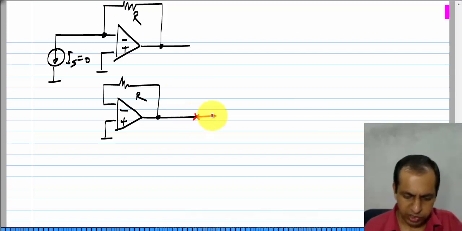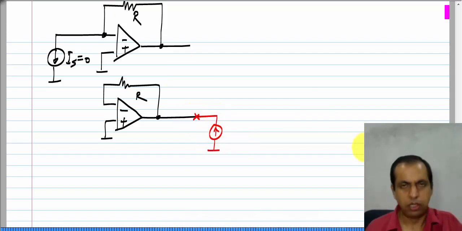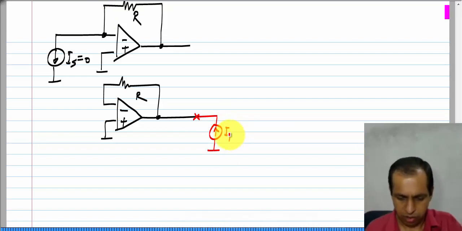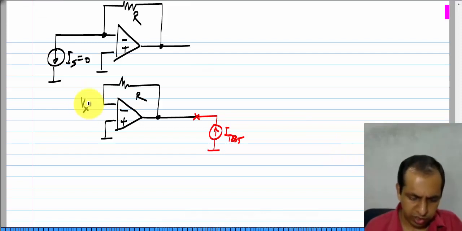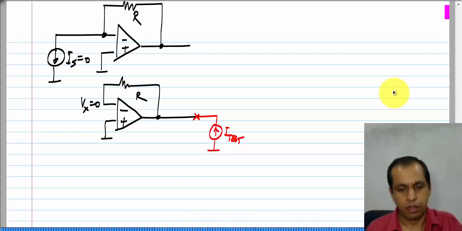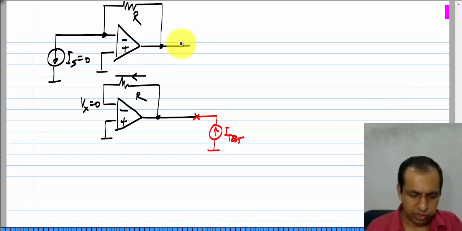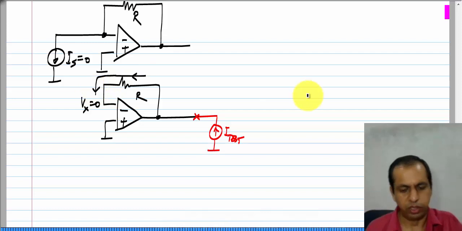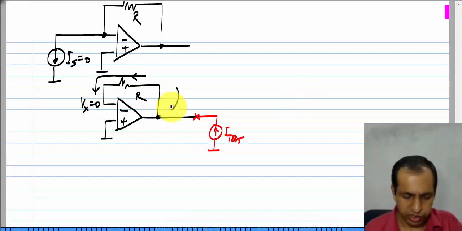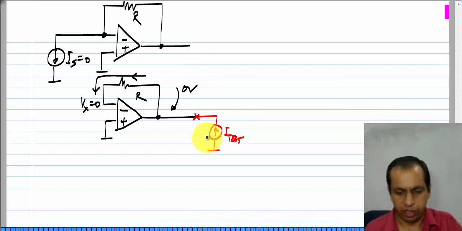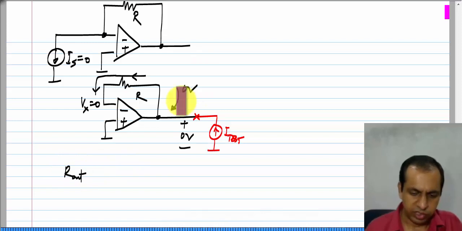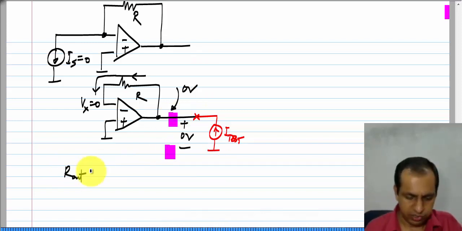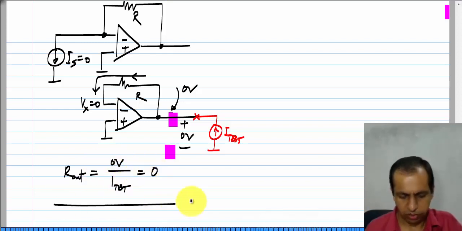Now, to evaluate the output resistance, I connect a test current. Now, this V x here is 0, okay, and no current flows through the resistor because no current can flow into the input of the op amp. So, this voltage here is also 0. So, again the voltage across this is 0, which means that the output resistance, which is the resistance between these two terminals, is 0 volt by I test, which is equal to 0.